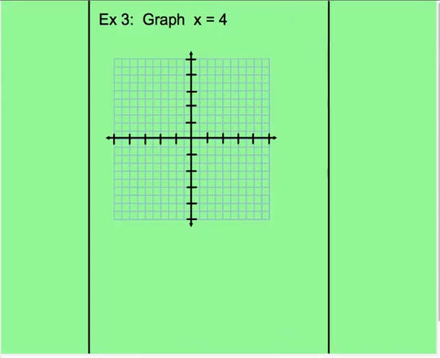Therefore, x equals 4 must be a vertical line. Again, it's an x-intercept, so plot that x-intercept at 4. And then if you need to, plot a couple of other ordered pairs where x is 4: (4, 1), (4, -4), etc. And you will see quickly that it should be a vertical line.